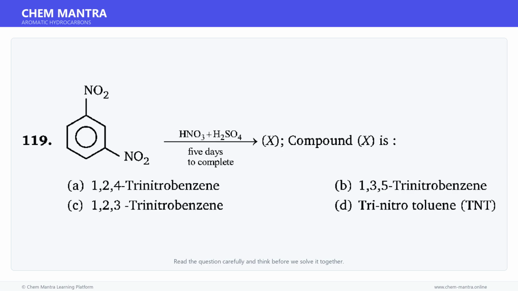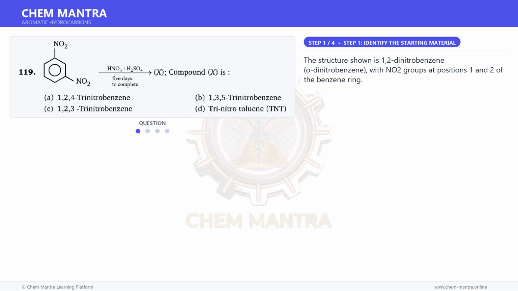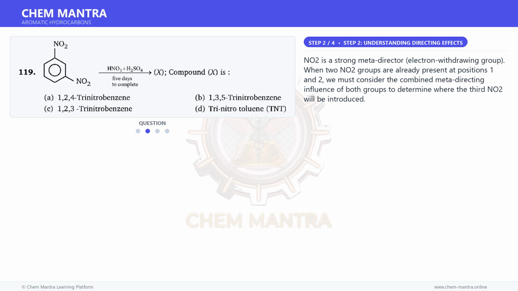Here is a question. Read it carefully and think about the answer. Let us solve it step by step. Let us begin solving this step by step. The structure shown is 1,2-dinitrobenzene, with NO2 groups at positions 1 and 2 of the benzene ring.